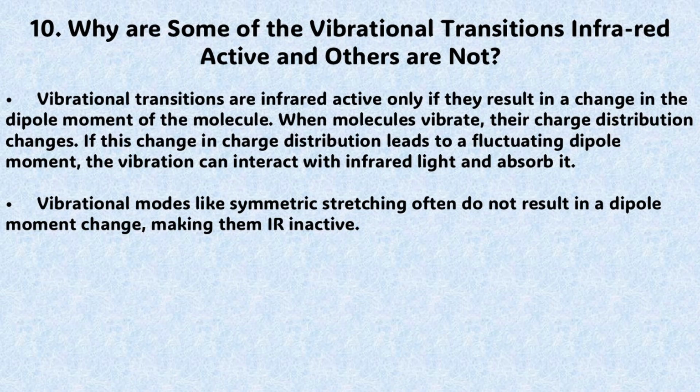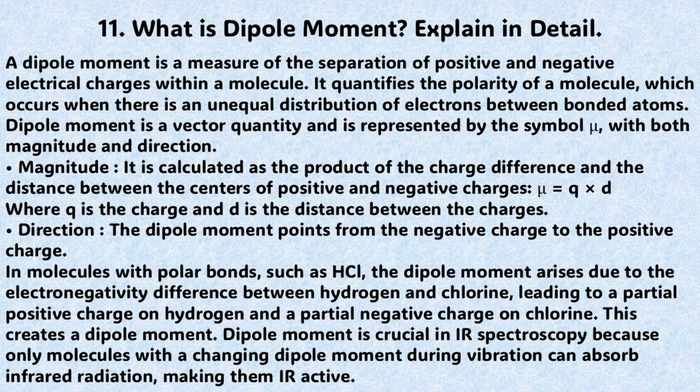Now we will move to the 11th question. What is dipole moment? Explain in detail. The answer to this question is very simple. A dipole moment is a measure of the separation of positive and negative electrical charges within a molecule. It quantifies the polarity of a molecule, which occurs when there is an unequal distribution of electrons between bonded atoms.